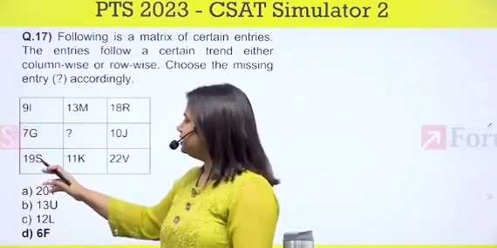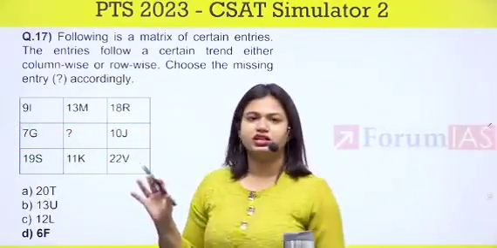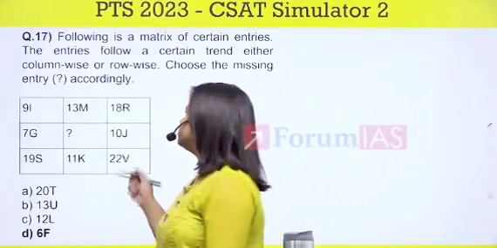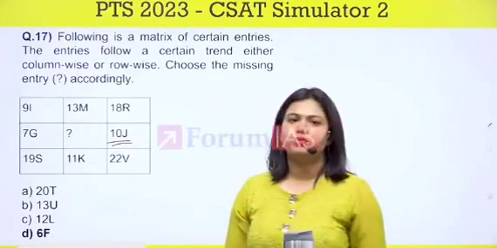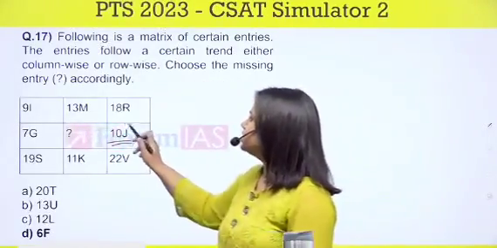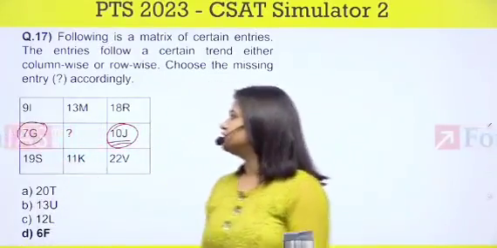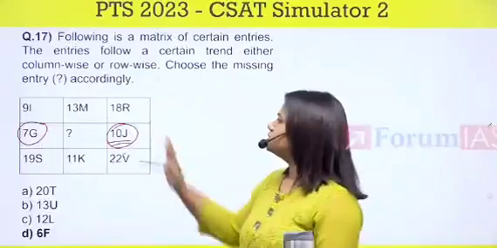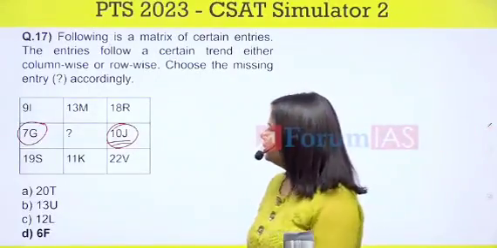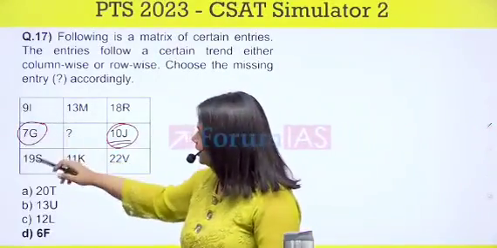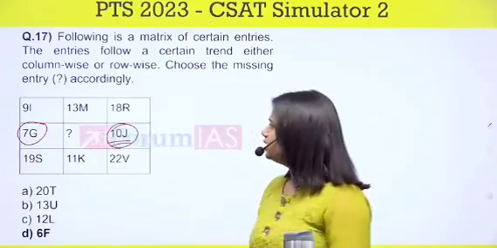9I 19S. See, there is one thing that I want you to know. At least I would want you to remember what alphabet corresponds to what number. As soon as I see this, I know that okay, J is 10 and 7 is G. So at least one thing is sorted. I just have to discover what the number is. Now, 9 and 19 and 7, right?